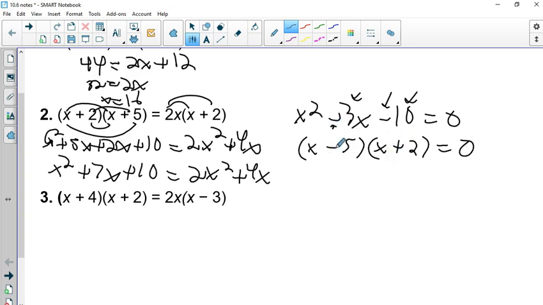And now at this point, we're going to set these both equal to 0. X equals 5, and x equals negative 2. We have two different answers there. Okay? And then number 3, I'm not going to do that one. You can do that for practice if you like. It's going to work pretty much just like number 2.